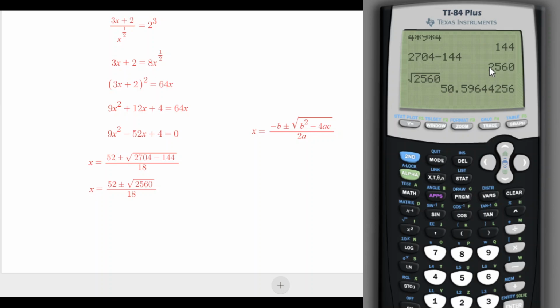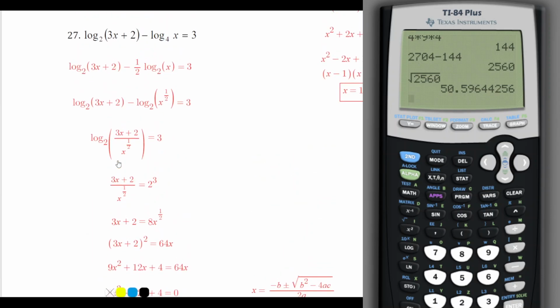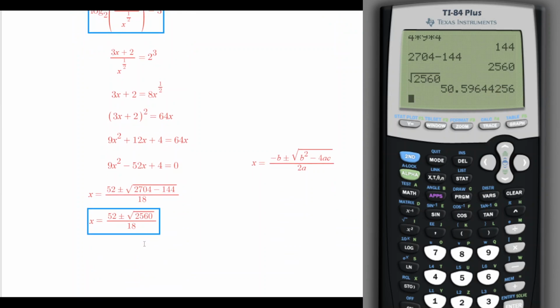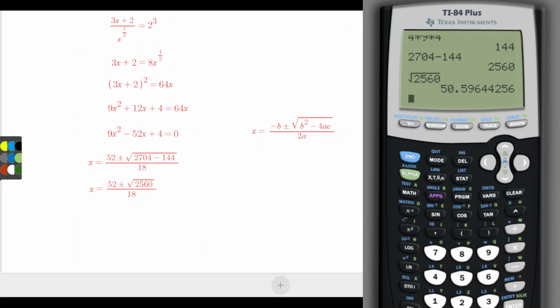Good news meaning we are effectively done. Now look at this number, 50. All right, so this number right here is going to be about 50. So even if we do the subtraction, let's go back to our original. We have to make sure that it's positive, that it's absolutely not going to make either one of these negative. So I think we actually do end up with 2 solutions here. Kind of cool. All right, so there we go. There are 2 solutions. One's plus, one's minus: 52 plus the square root of 2,560 divided by 18, and 52 minus the square root of 2,560 divided by 18.